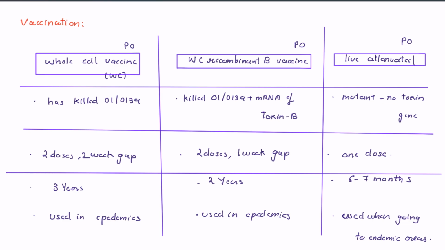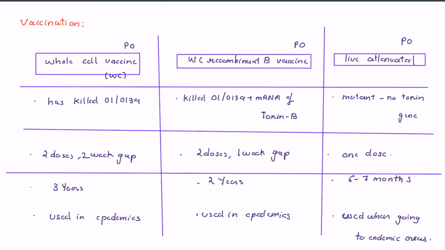So what is the dosage? We give 2 doses, 2 weeks apart. This one is 2 doses, 1 week apart, and this is just 1 dose. For how many years does it protect you? This protects you for 3 years, this protects you for 2 years, and this protects you for 6 to 7 months. We'll get to this again.